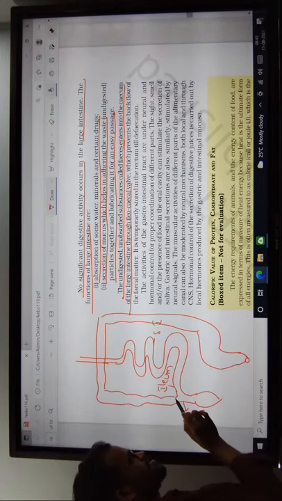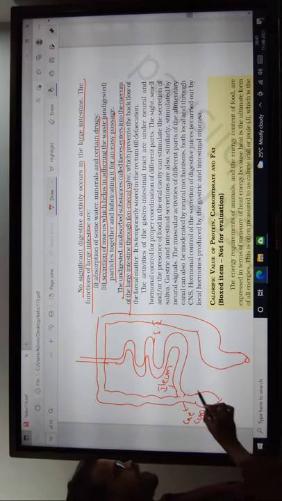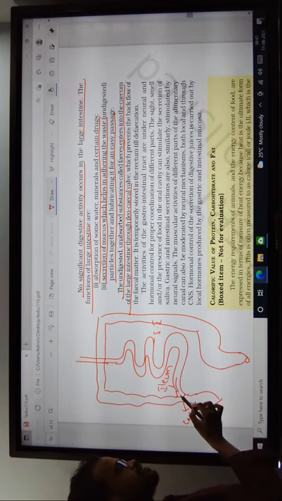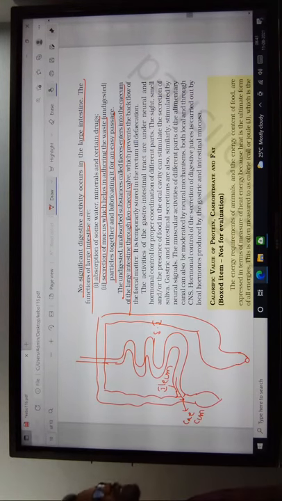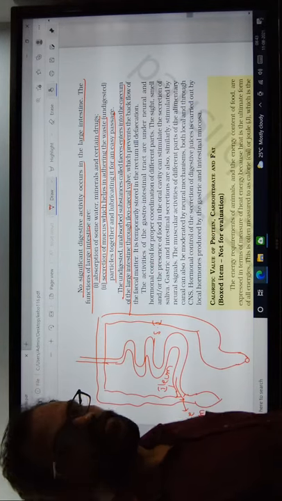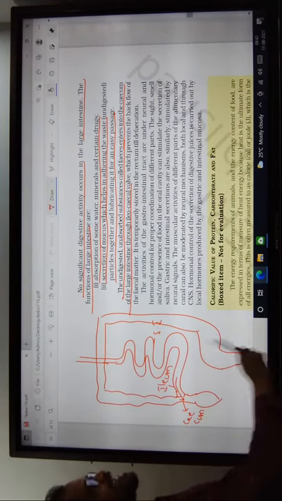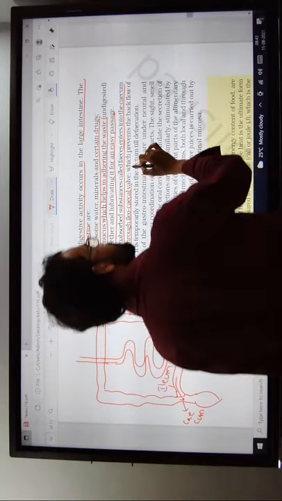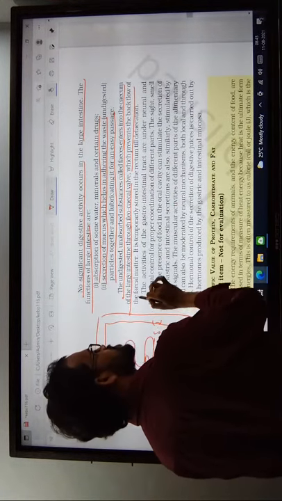Through it, the undigested food is passed from the ileum to the cecum. That is nothing but the ileocecal valve. It is located between the ileum and the cecum, and it prevents the backflow of the fecal matter.